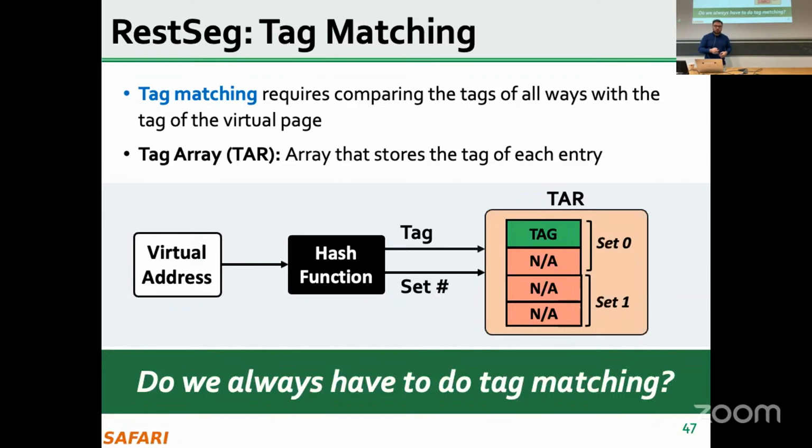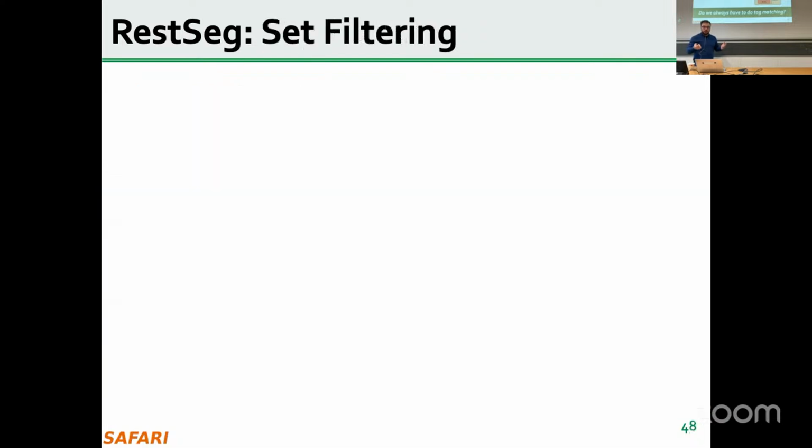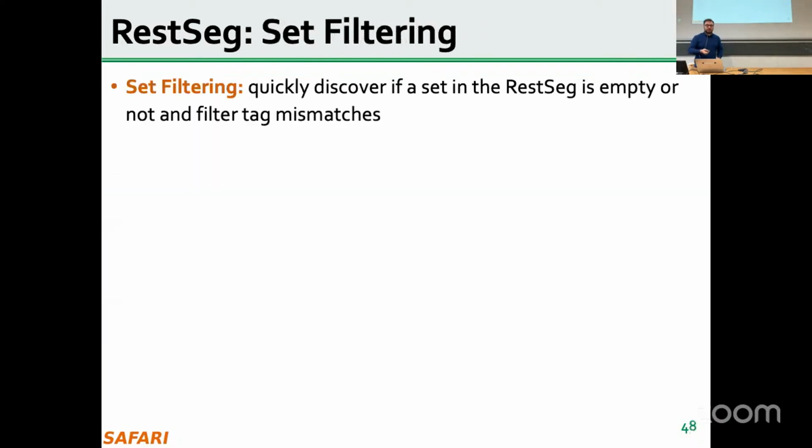And the question is, do we always need to do tag matching? What if a workload does not use this, right? And the answer to this is set filtering. So we want a way to quickly discover if a set in the restrictive segment is empty or not, and we want to filter the tag mismatches.